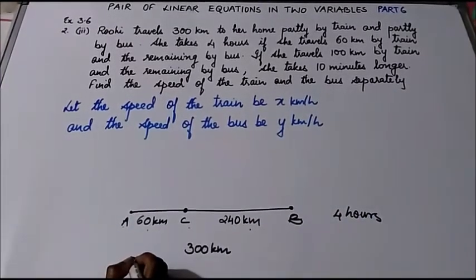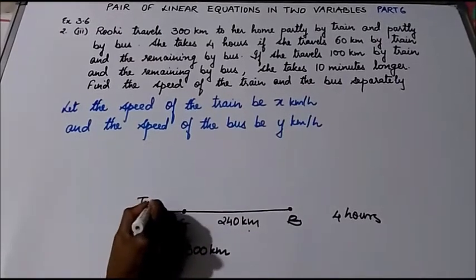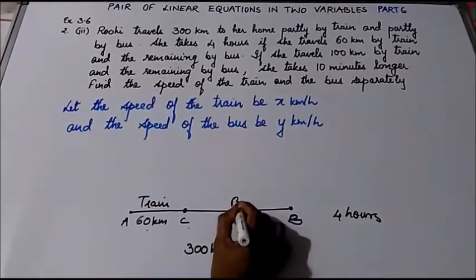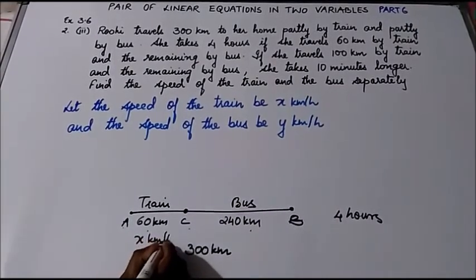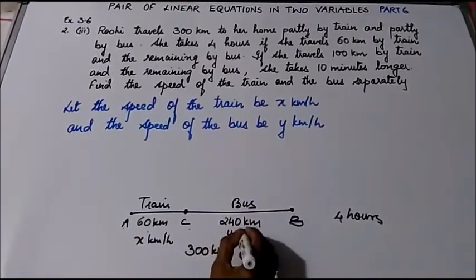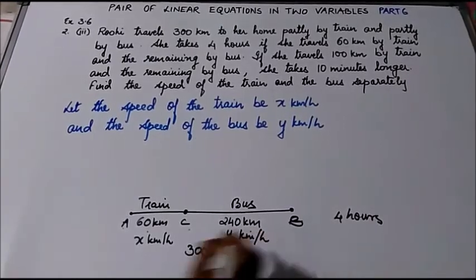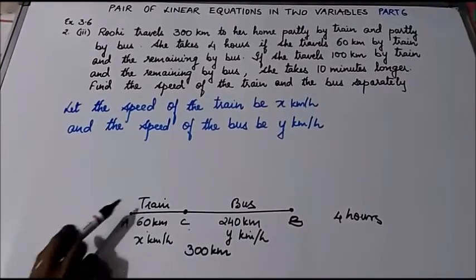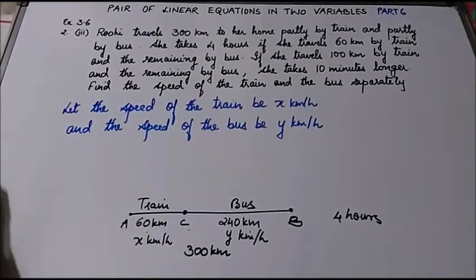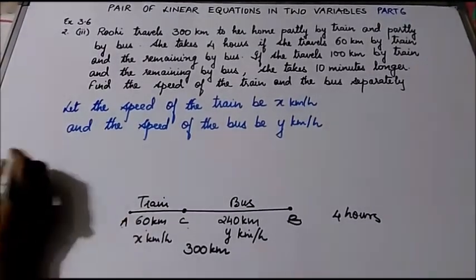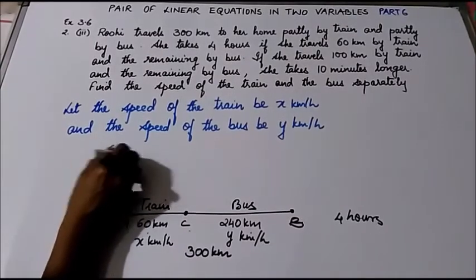Now it is given the speed of the train is x kilometer per hour and the speed of the bus we are taking as y kilometer per hour. Now let us find the time taken by the train. As we know, time is equal to distance upon speed. So here time taken by the train will be 60 by x.